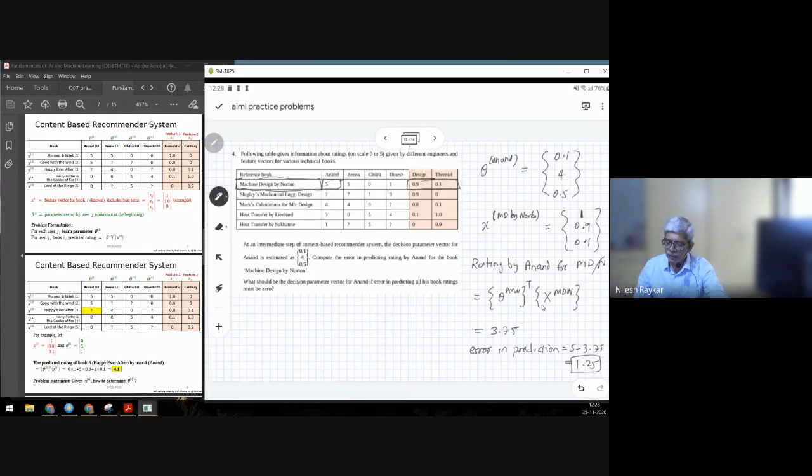Now you have to tell me how we solve the second part. What should be the parameter vector? We want to know what theta 0, theta 1 and theta 2 are for Anand. Anand has given ratings for 3 books, and for all 3 books we want the error to be 0. That means we want a perfect match for 3 books. So think and tell how we solve this.